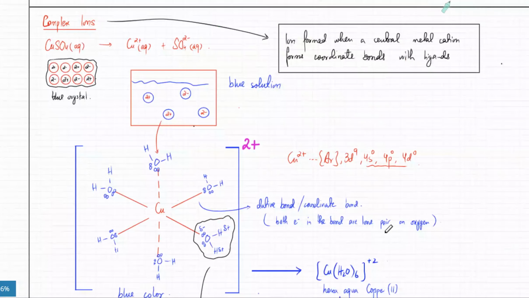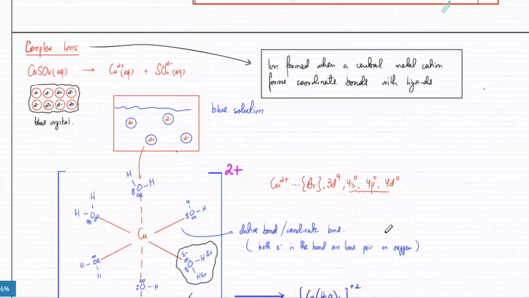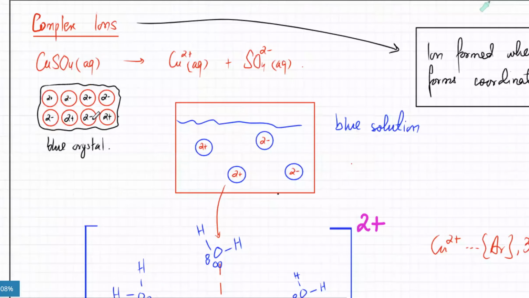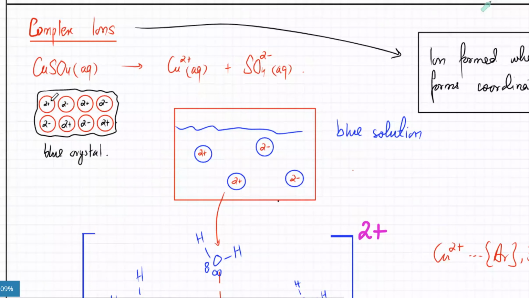Then we started talking about metal complexes. This is a significant part of what you're going to study in A2. Whenever you have an ionic compound, what happens is a bunch of positive and negative ions all attracted to each other. So copper sulfate: copper is +2, whereas SO4 is -2. So you got copper +2 and you got SO4, which is -2. So this is an ionic crystal, which is a blue crystal.